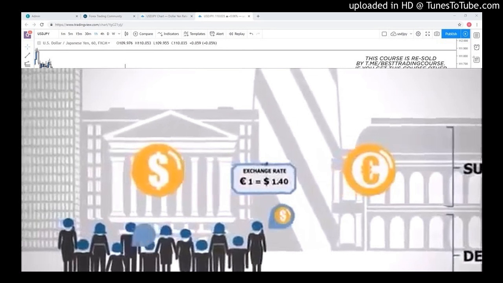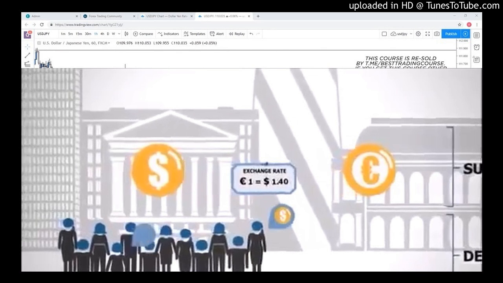When it comes to the New York session, it starts at 8 a.m. and pretty much ends at 5 p.m. EST. Notice how the New York session and the London session overlap. So if you're someone that has work at 9 in the morning, it really wouldn't make sense for you to actually trade the New York session.